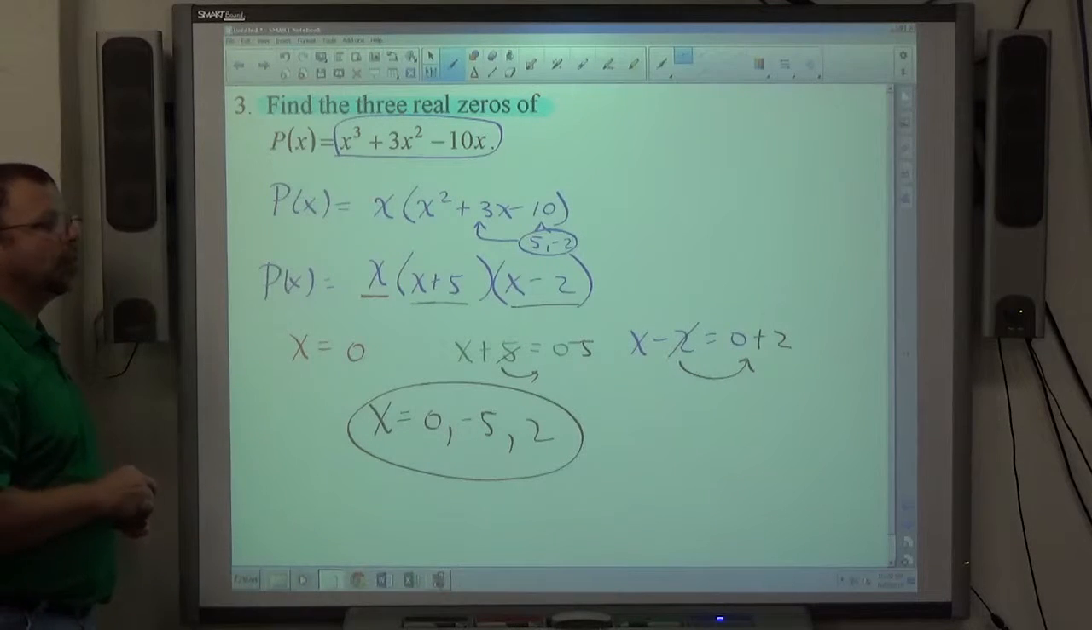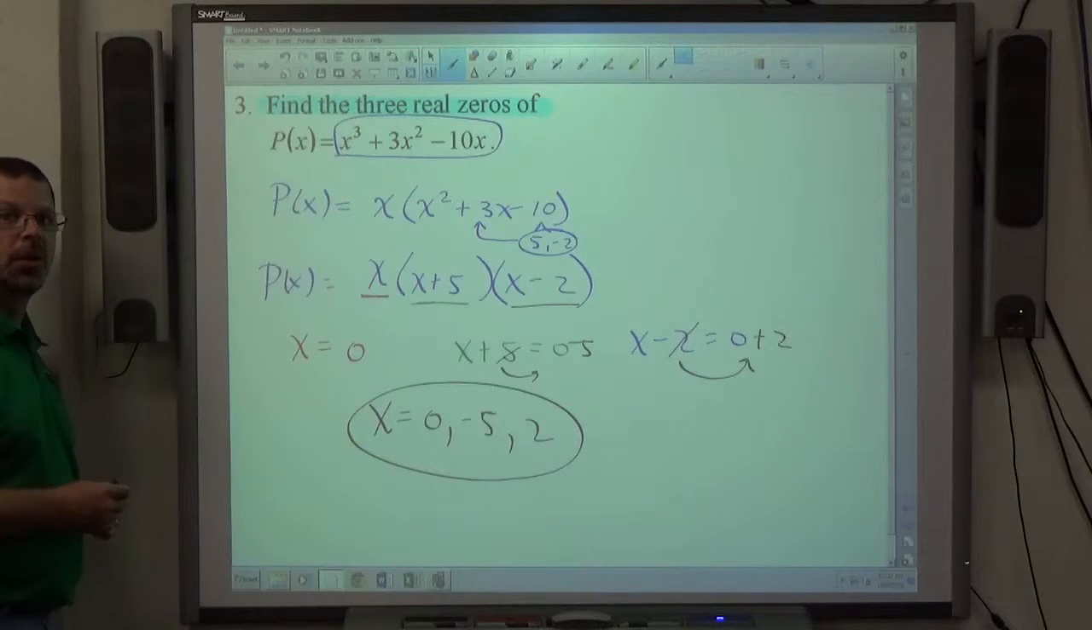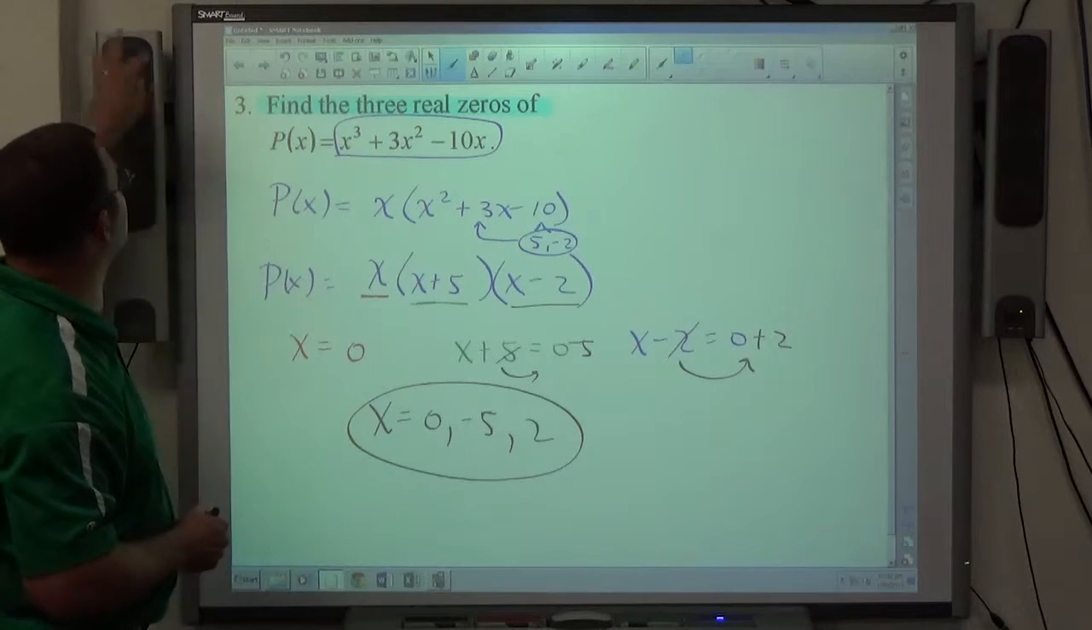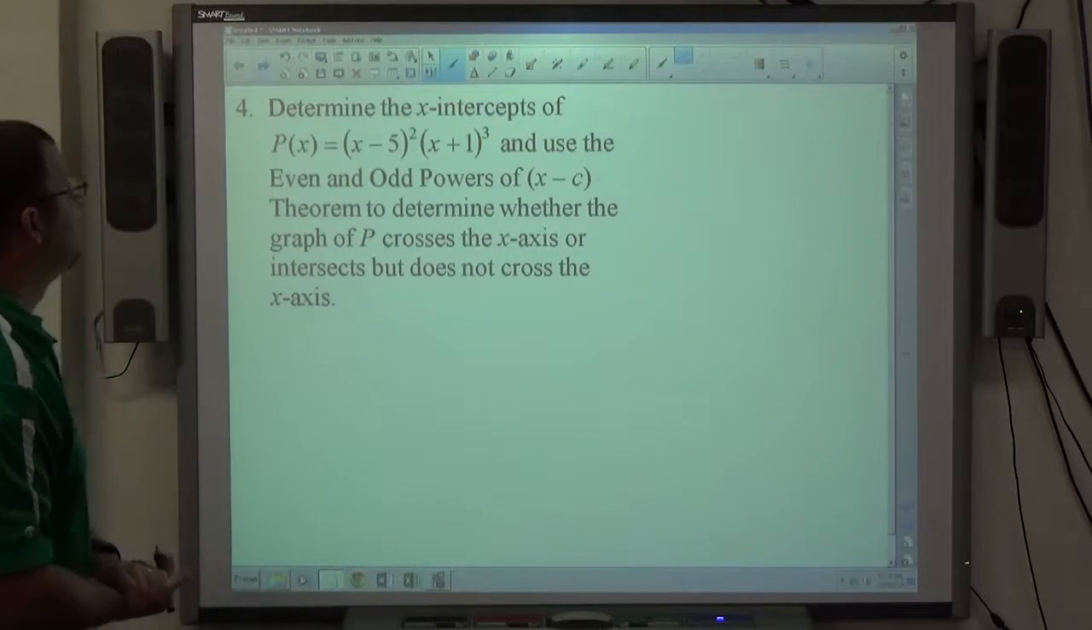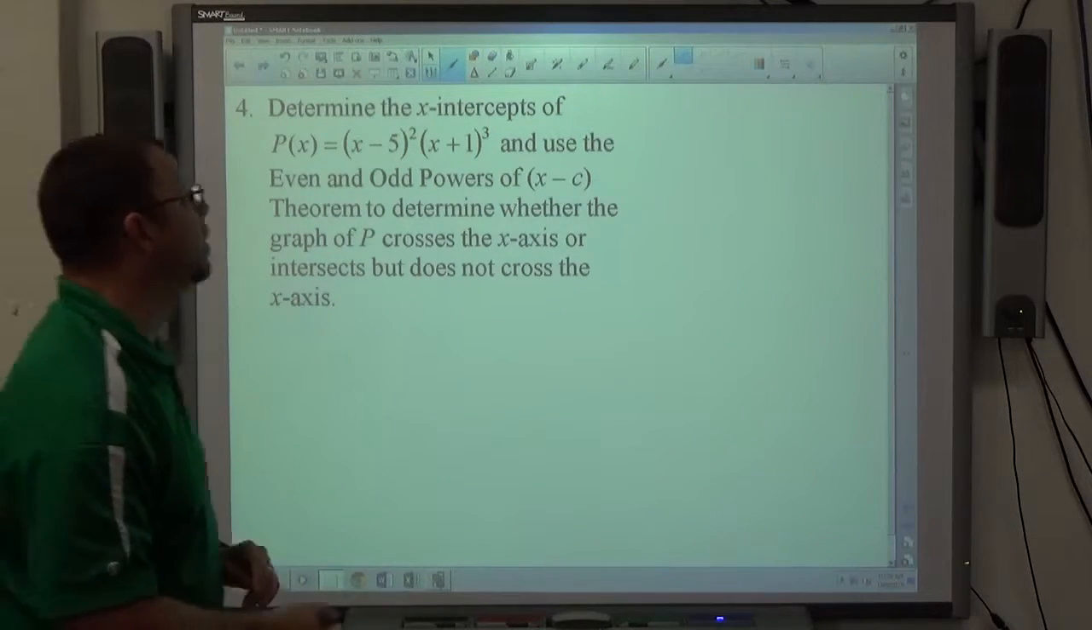Again, that problem there specifically, number 3 on the quiz, you should expect factoring to be the technique you want to use. It should work out similarly to this. Number 4, determine the x-intercepts of p of x equals x minus 5 squared times x plus 1 cubed, and use the even and odd powers of x minus c theorem to determine whether the graph of p crosses the x-axis or intersects but does not cross.